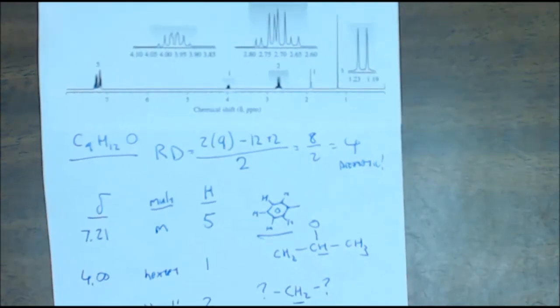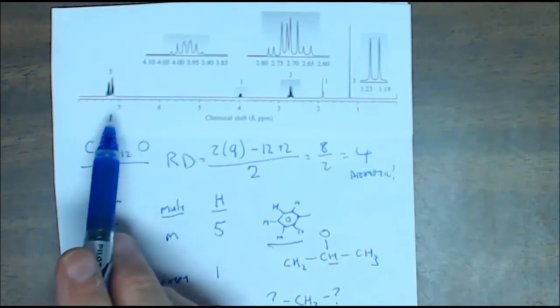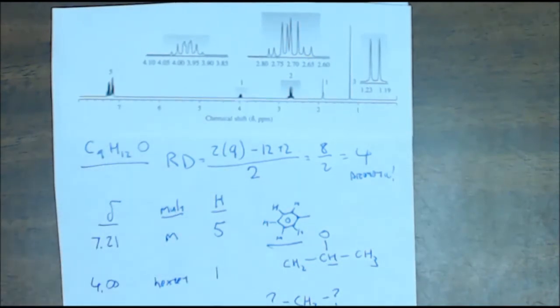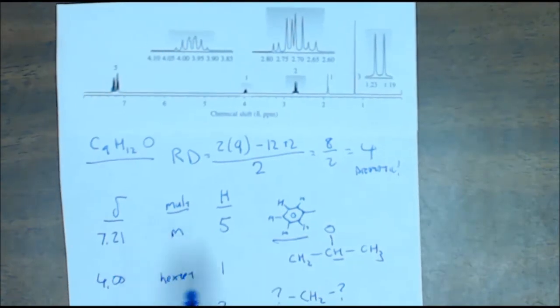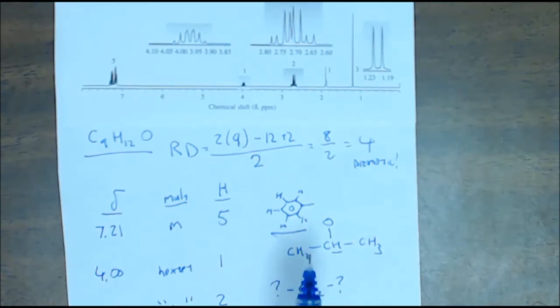The first thing you want to do is say, I've got to confirm if it's an aromatic ring. And look right up here, right around 7.21, you've got a complex pattern there. And it integrates to 5, and that's a dead giveaway for a monosubstituted aromatic ring. So the good news is that we don't even have to really look at this too hard. We already know, just by looking at it, that it's going to be a monosubstituted aromatic ring.